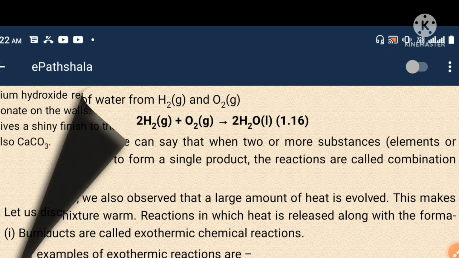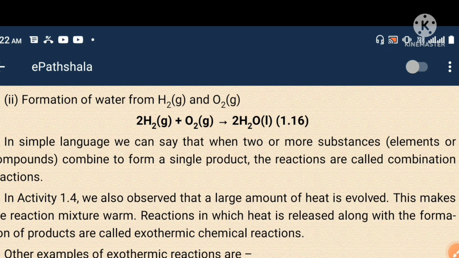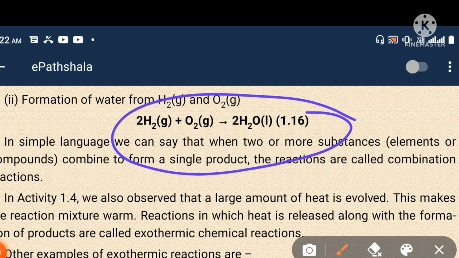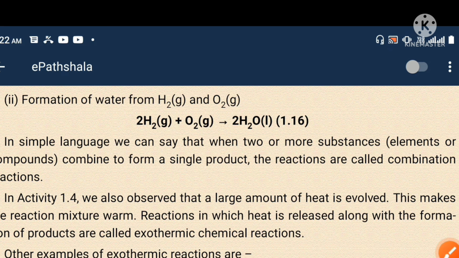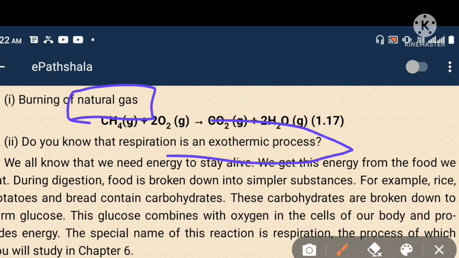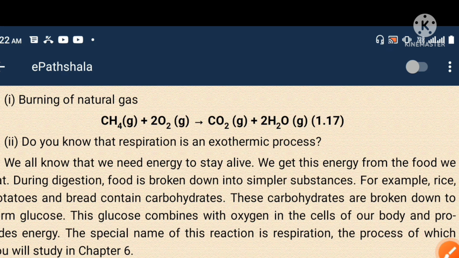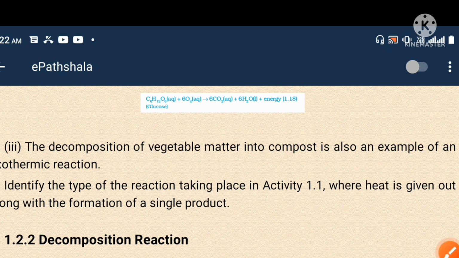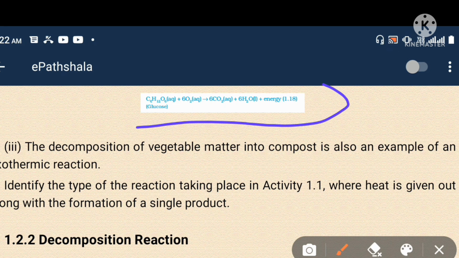Next, formation of water: H2 plus O2 forms H2O. Respiration is an exothermic reaction. Burning of natural gas is an exothermic reaction because heat is liberated in this reaction. This also we have discussed: glucose reacts with oxygen and forms carbon dioxide, water, and energy is liberated.